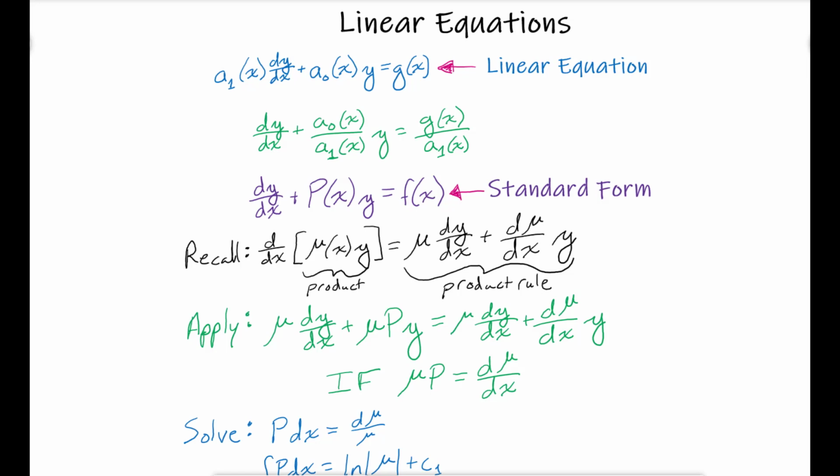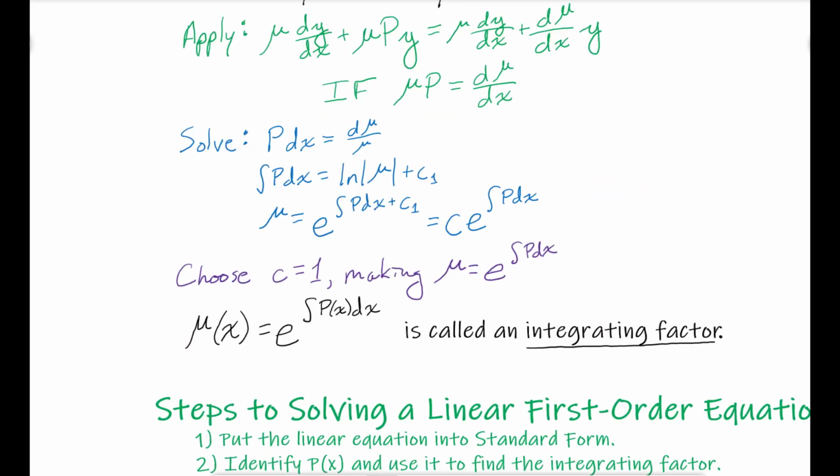So what I have here is a differential equation that if it's true, then my left-hand side when I multiply times mu of x is just the derivative of a product. So let's try to solve that differential equation and see if it has a solution. When I solve that differential equation, I'm going to use separation of variables. So I will multiply by dx and divide by mu, leaving me with p dx equals d mu divided by mu.